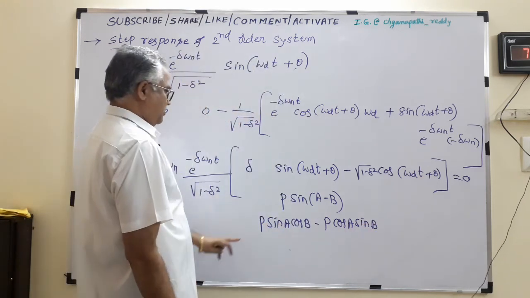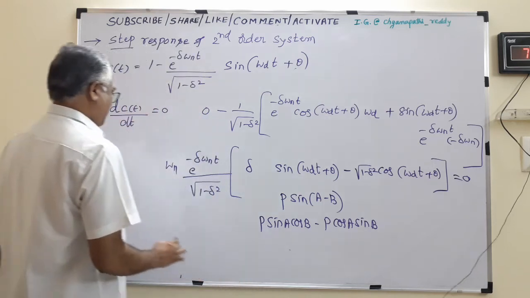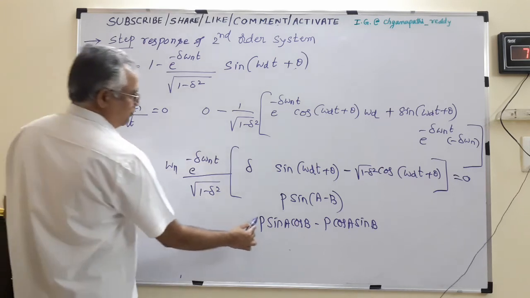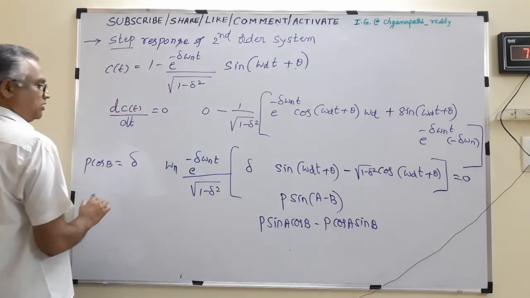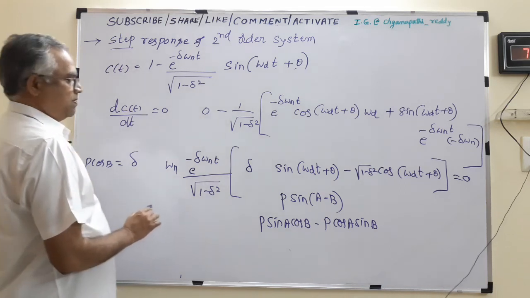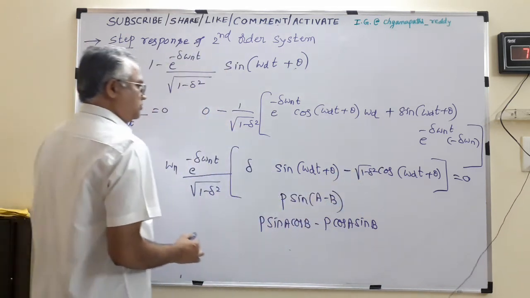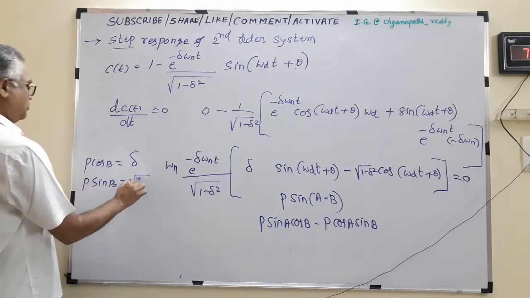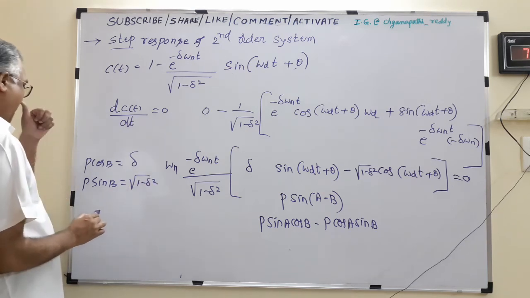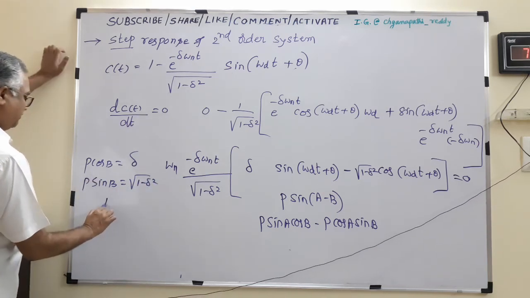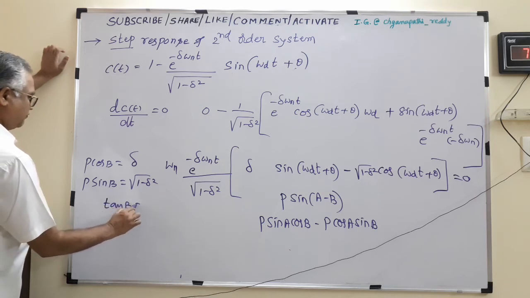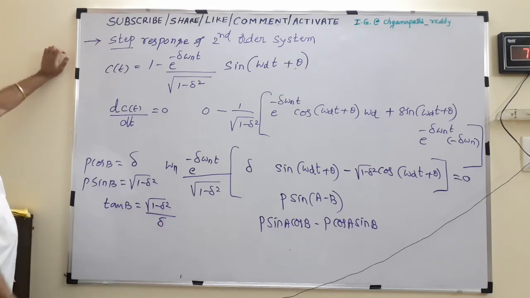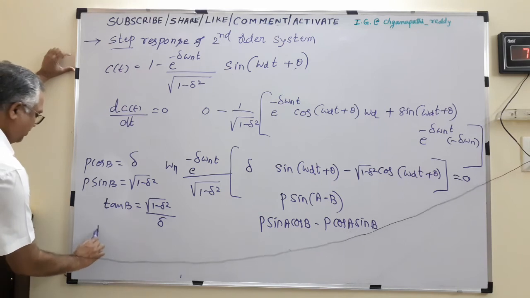So if I compare, P cos B equal to delta, then P sin B equal to root of 1 minus delta square. So what is tan B? Root of 1 minus delta square by delta. And you will get P equal to 1.